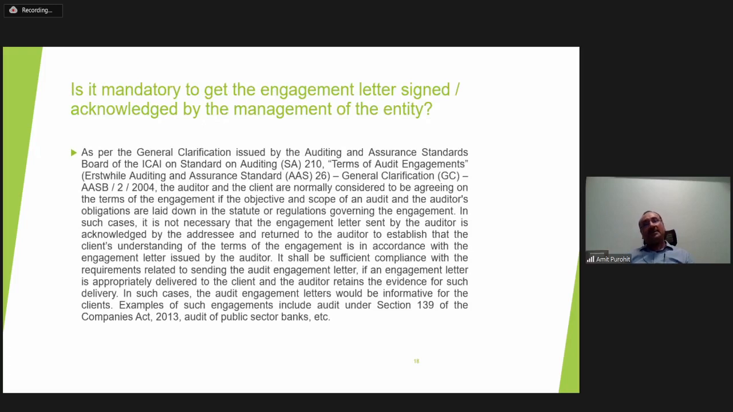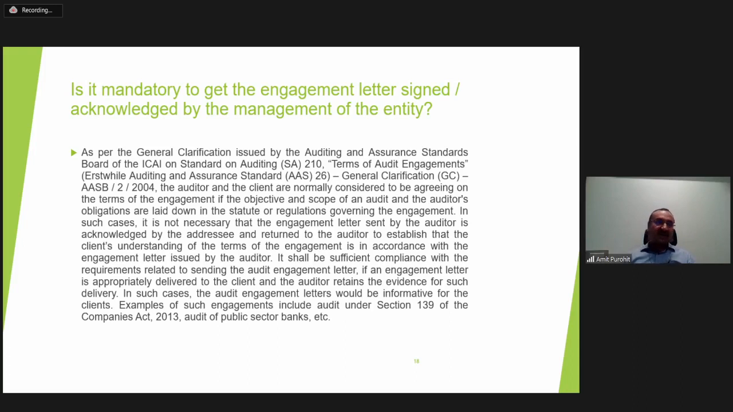Now, this is also a very important question that sometimes arises: whether the engagement letter has to be mandatorily countersigned by the management of the entity or not. Friends, normally we should take the engagement letter countersigned by the management, which should be our audit procedure only.